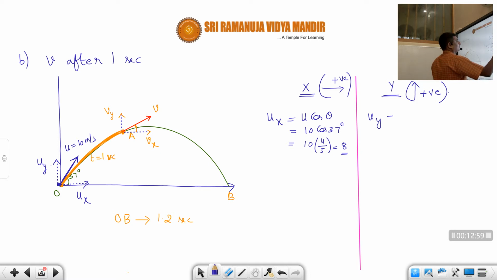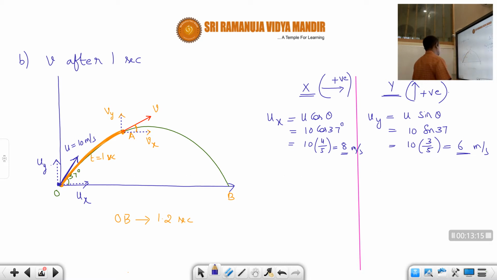Same way, what is uy? That is equal to u sin theta. That is equal to 10 into sin 37, that is equal to 10 into 3 by 5. So that is equal to 6 meters per second. This is 6 meters per second. This is 8 meters per second.